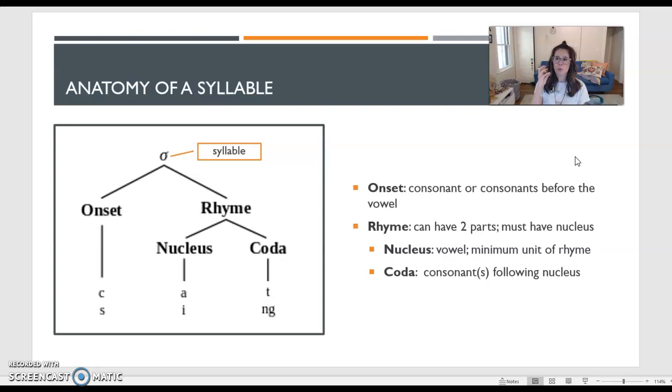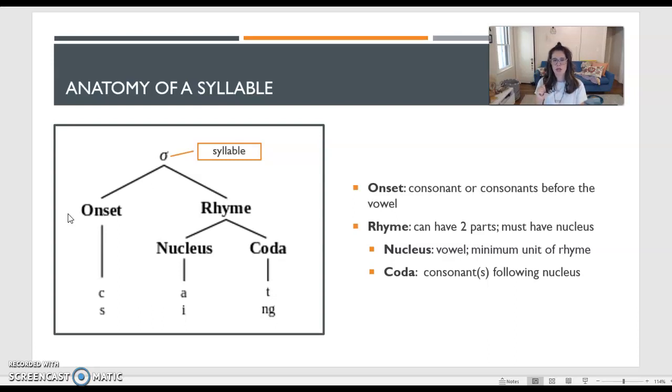So what you need for a syllable is a vowel sound, okay? And from there, a syllable can get broken up into a few different parts, okay? So we'll look at this little diagram here to try to understand the anatomy of a syllable. So the two main parts are the onset and the rhyme, okay? So the onset is an optional part, and it is whatever consonants are found before the vowel sound, okay?